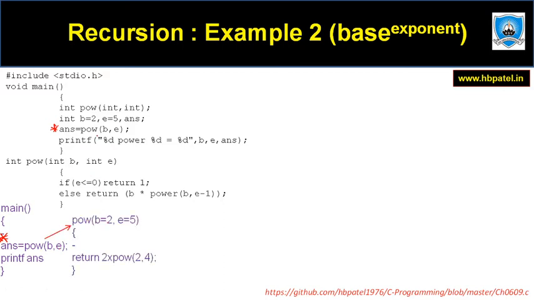B is equal to 2, so that is copied over here. E is equal to 5, that is copied over. So b is equal to 2, e is equal to 5. Now whether e is less than 0? No. So this if will not get executed, and it will go to return.